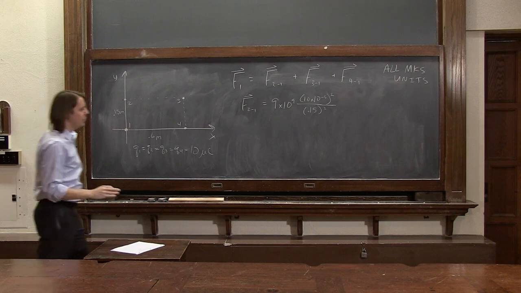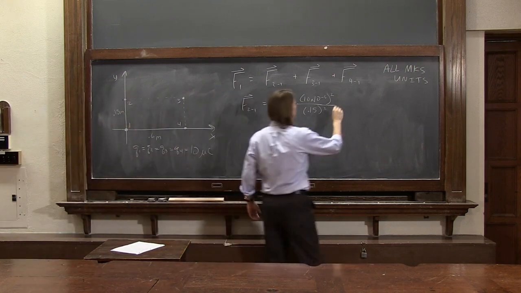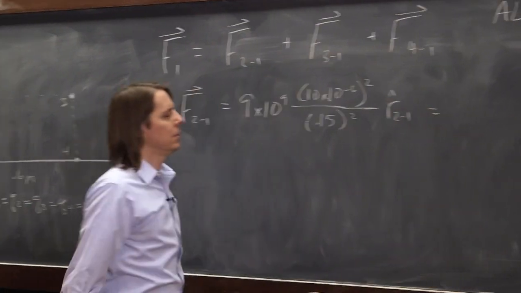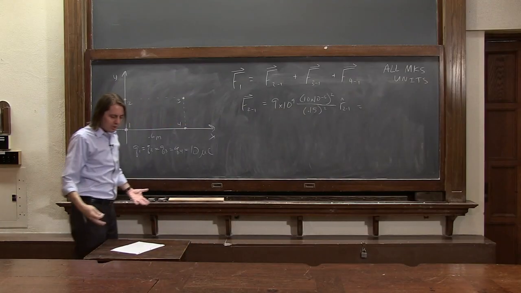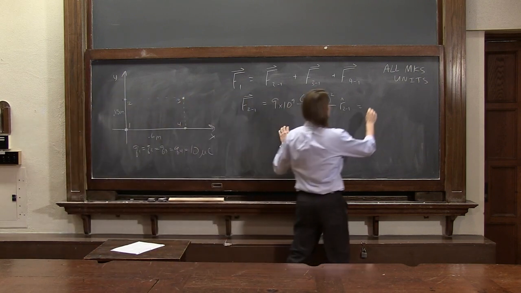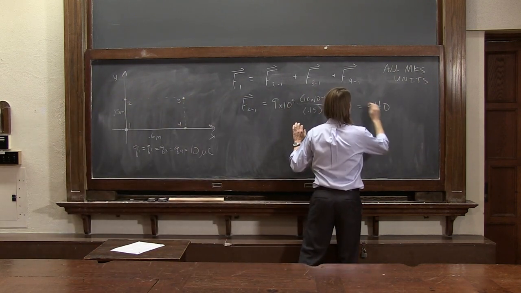And then we would write r hat 2, 1. And we would see what we get. You plug in all those numbers, you get 40.